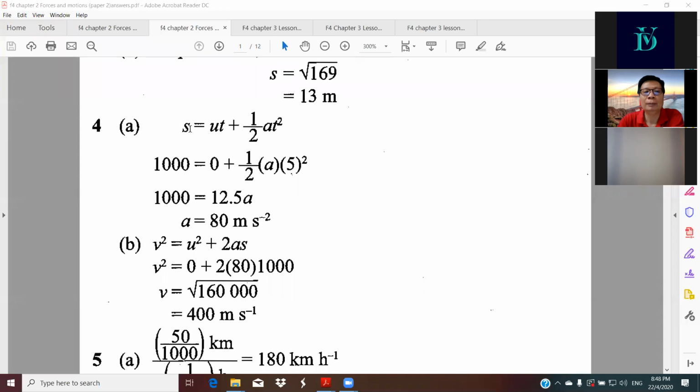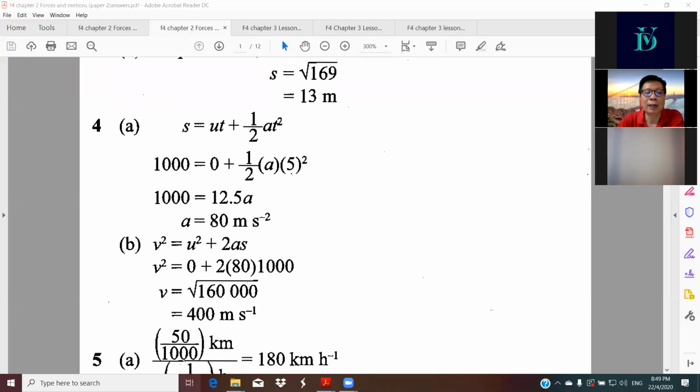Use this formula. You guys should be very familiar with this formula now: s equals ut plus half at squared. Displacement s is given as 1,000 meters, right? Why is u here 0? Because it is stationary, so u is 0 and the whole term here is 0. Acceleration, we don't know. Time is 5 seconds. So you solve the equation and you get the answer. Acceleration is 80 meters per second squared.